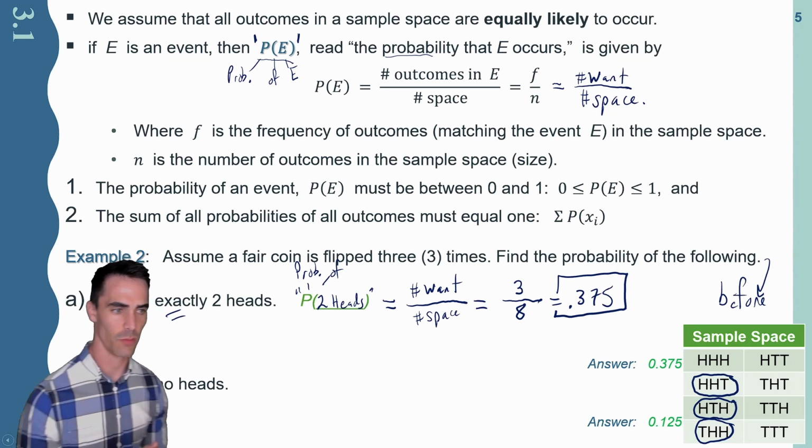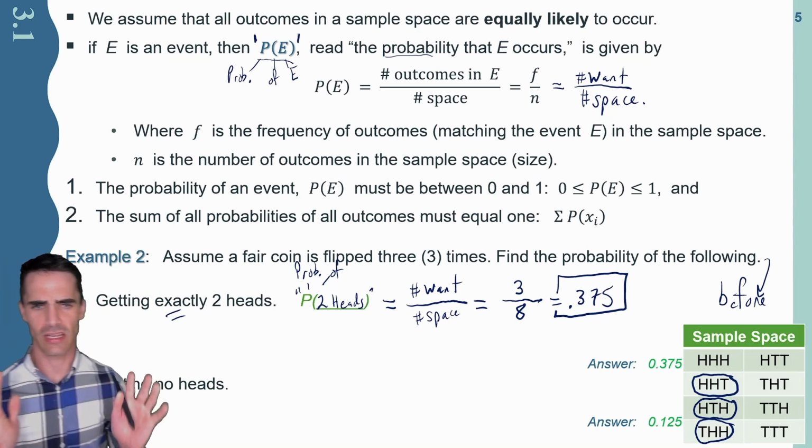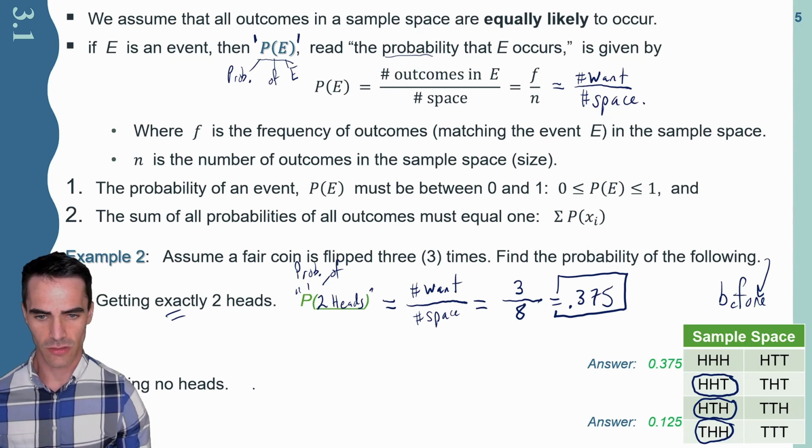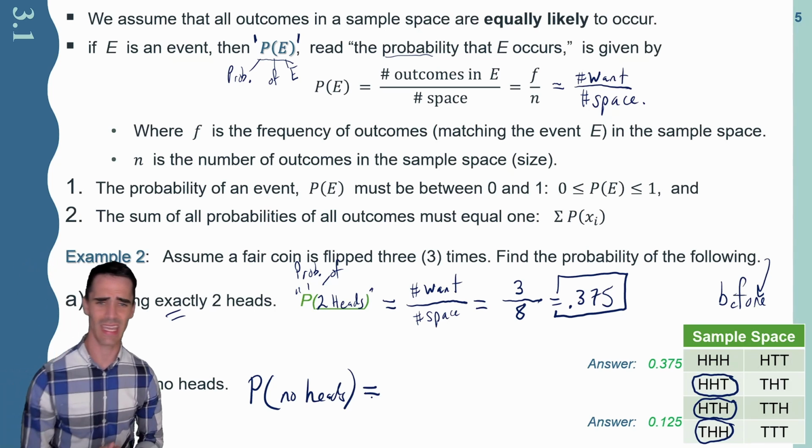All right, what about this next one? Let me move out of the way here. It says getting no heads. I don't want any heads whatsoever. Let's see what this looks like. I'll write it like this first. First, we'll write probability of getting, and I'll write here, no heads. We're not interested in getting a head.